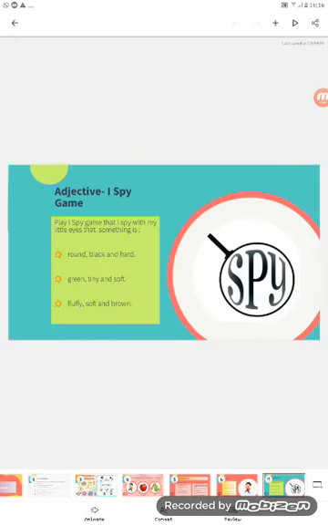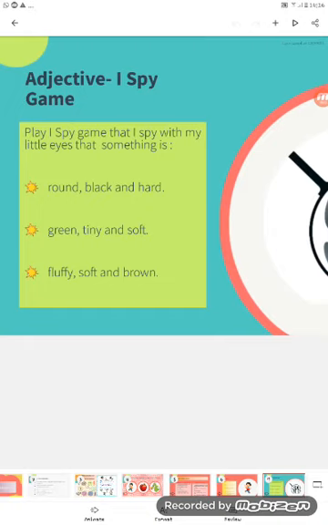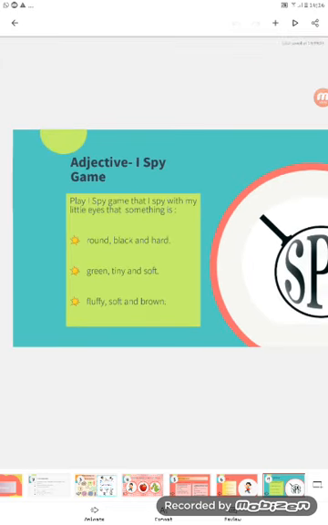Okay, now there is an activity for you to do, the I Spy game. Okay, you will enjoy that game. All you have to do is play the I Spy game, that I spy with my little eyes something, you have to find, you have to spy for things that are round, black and hard. The second, green, tiny and soft. You have to spy something fluffy, soft and brown. You have to play this game. You can play this game with your siblings, your parents, okay, at home, and this is your task at the end of this lesson.